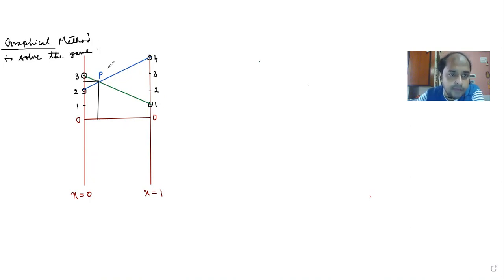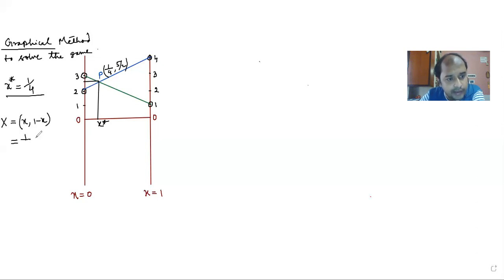And the coordinates of this point were 1 by 4 and 5 by 2. Okay, and this point is your x star, where x star has the value 1 by 4. And the mixed strategy you have got with respect to this is 1 by 4 and 3 by 4. Now, let us do the analysis.